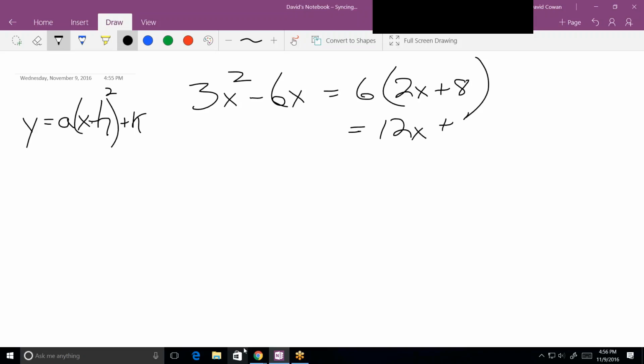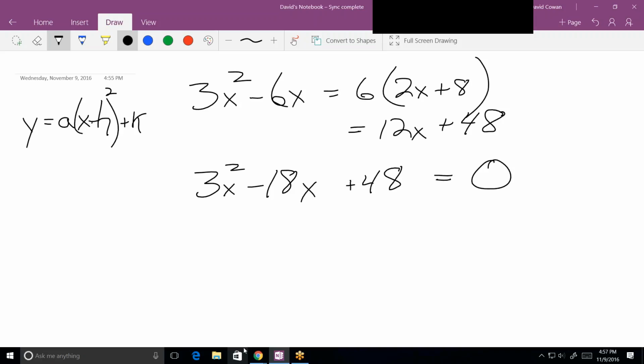12x plus 48. Now we're going to move everything over to the left, so I get 3x squared minus 18x plus 48 equals 0. That's a very important part of it. Or equals y. It's actually equal to y, not 0 yet. Okay? Now, I can make this look like this by completing the square with this part of it right there.